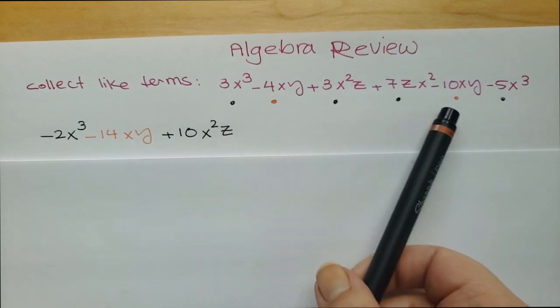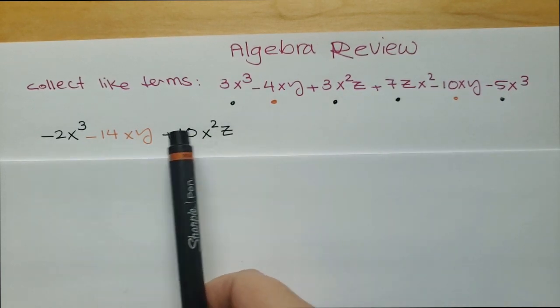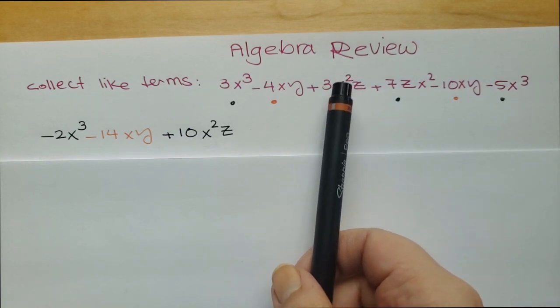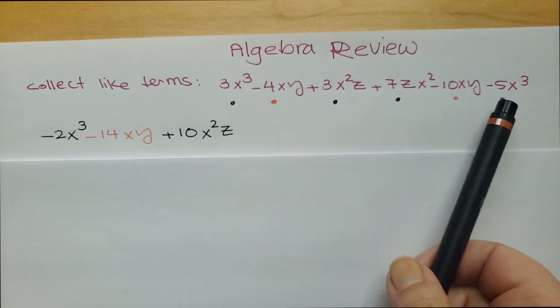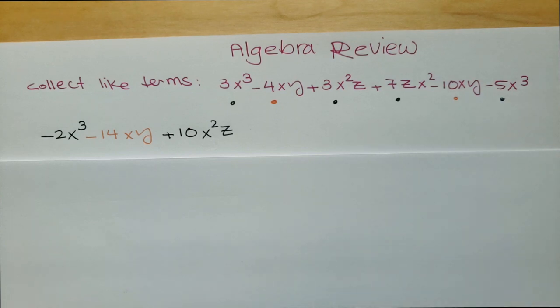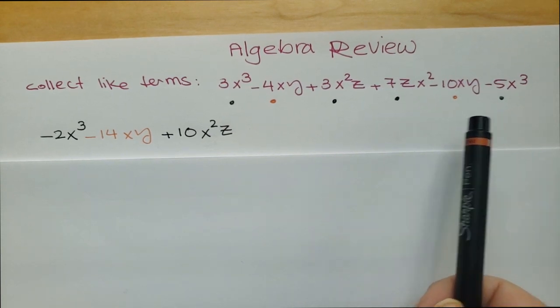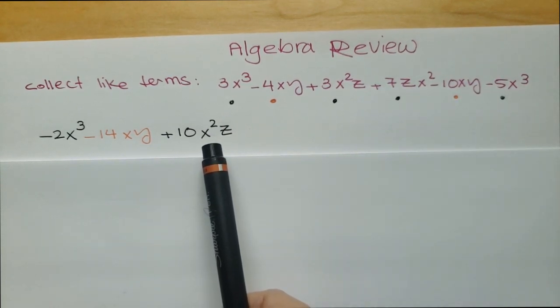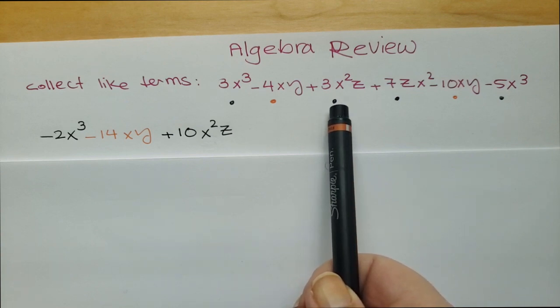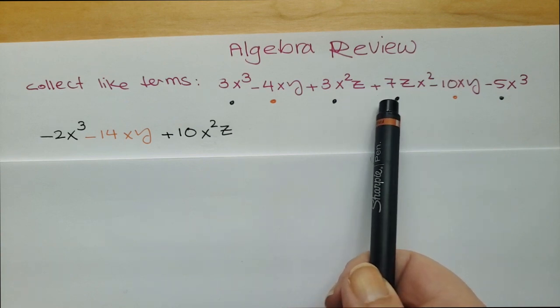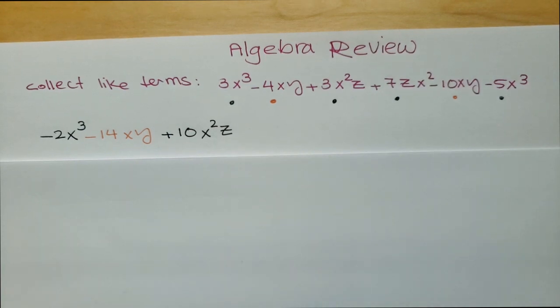So negative 4, negative 10, negative 14, and then x squared z. There are two like terms. We add them together, we get negative 5, and then I have this one would be 3, and the other like term would be 7, which adds to 10.